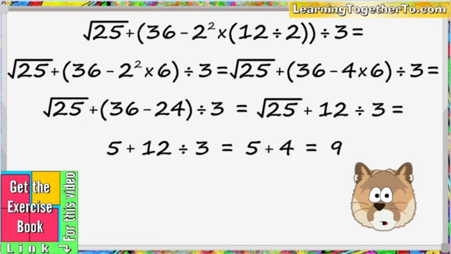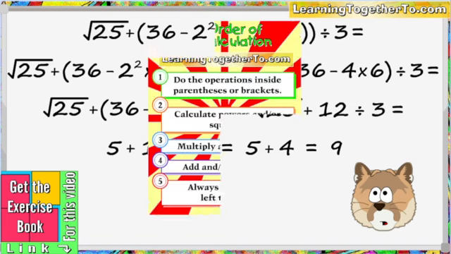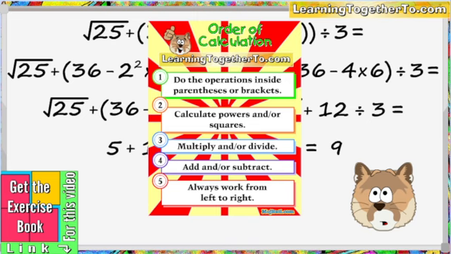If you have the exercise book, there's a guide towards the end of the section that lists the set of rules to follow when working with mathematical expressions that include more than one type of operation.